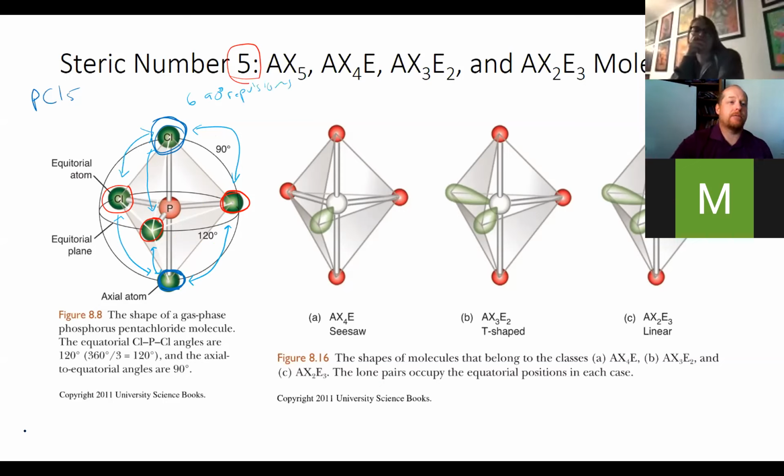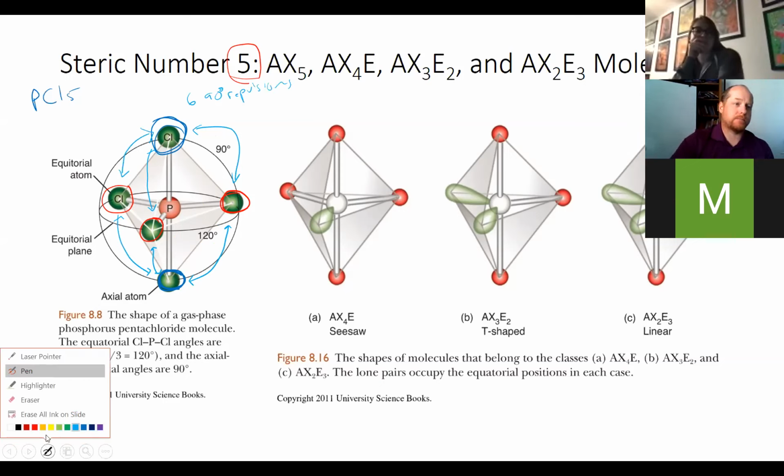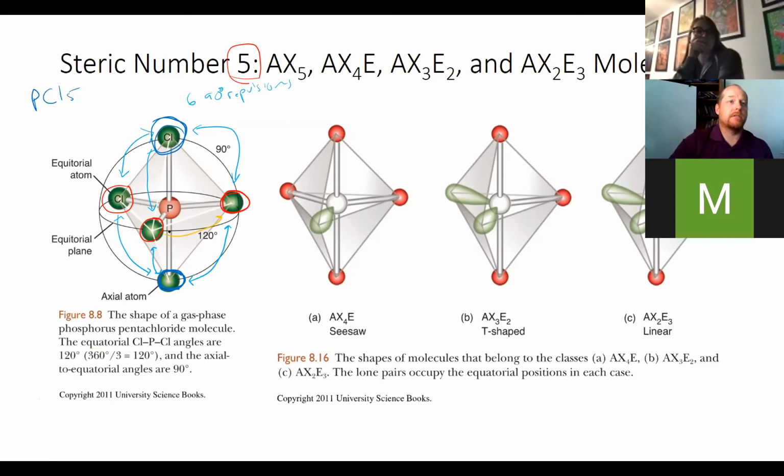Okay, and then you're going to have repulsions between the equatorial atoms that are 120 degrees. So those repulsions, you really only have 3 of those, okay, in this particular molecule.